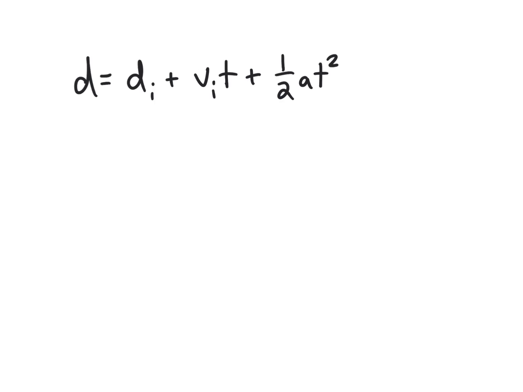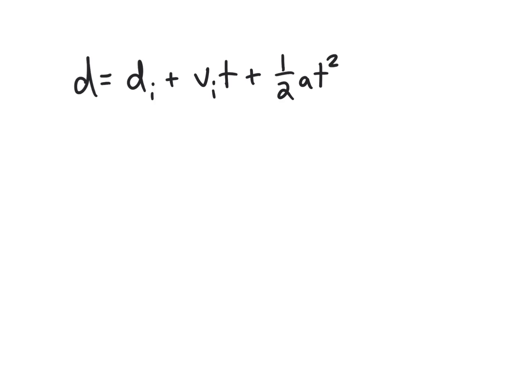Okay, so here is our kinematics equation. d equals d sub i plus v sub i times t plus half of a t squared. So depending on the problem, you might have to solve for any of these variables.